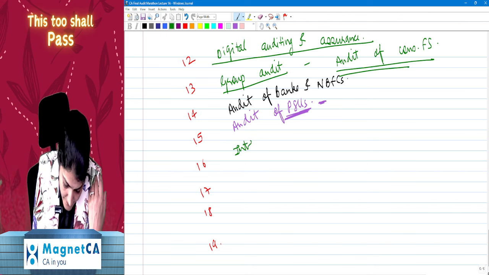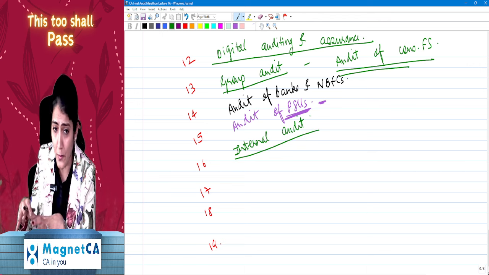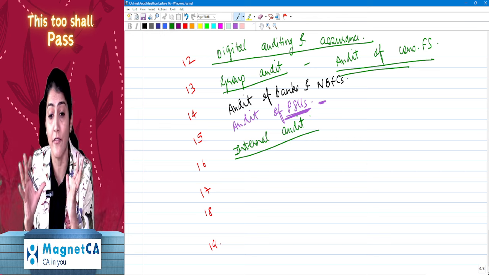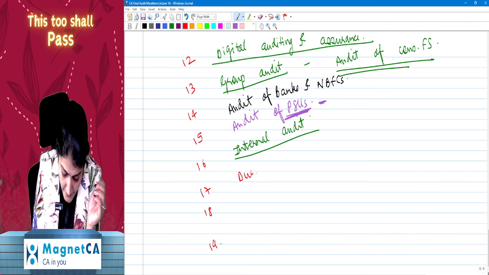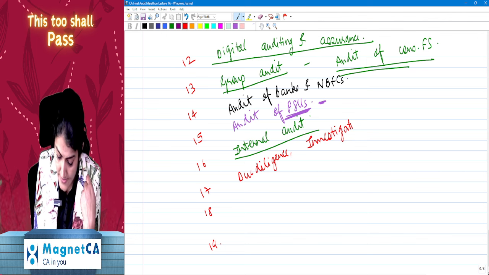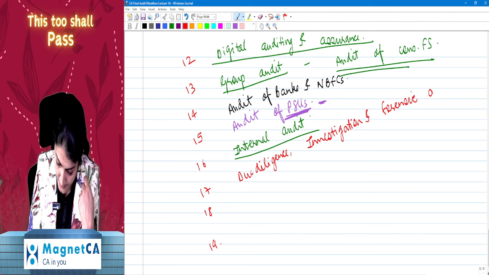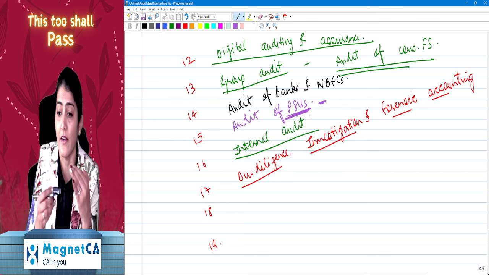Then you have chapter number 16, which is on the internal audit. Earlier this chapter also had the management and operational audit along with it, but now that is not there. So you only have the internal audit. Then chapter number 17, which is your DD. What is DD? Due diligence, correct. Then you have the investigation, and after the investigation, the forensic accounting. So three discussions are incorporated in one chapter: due diligence, investigation, and forensic accounting.